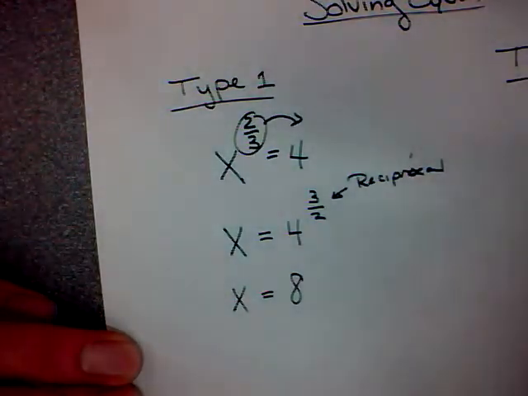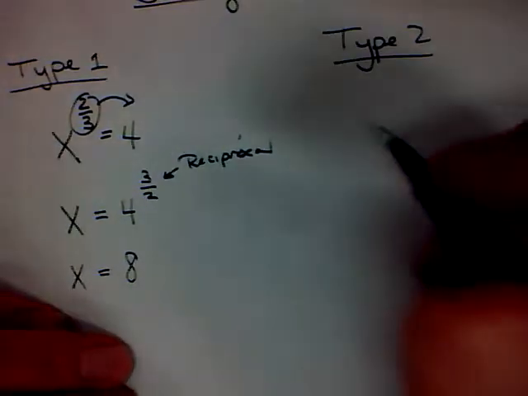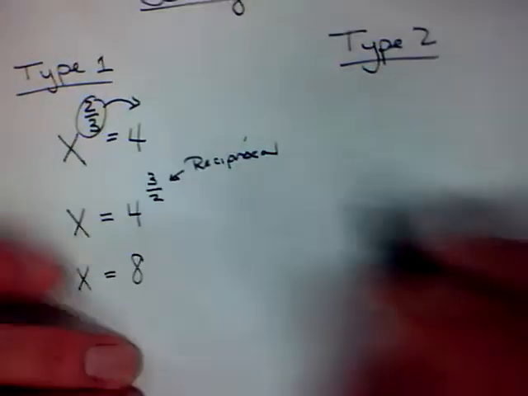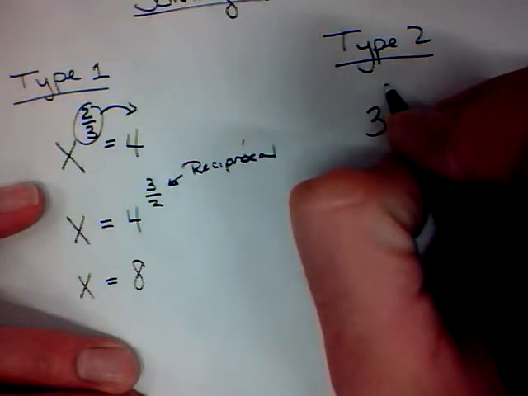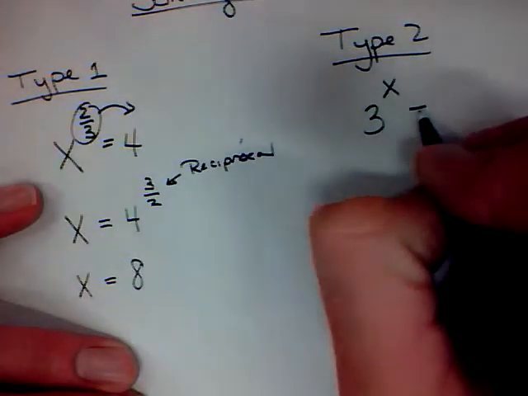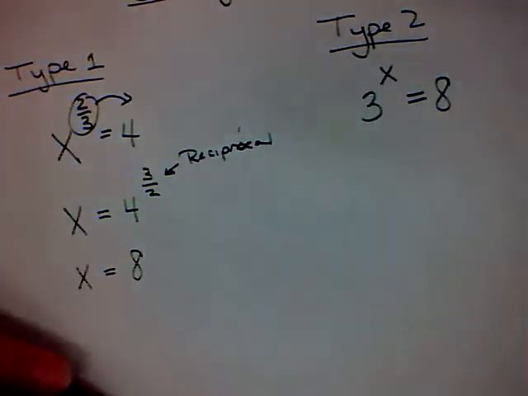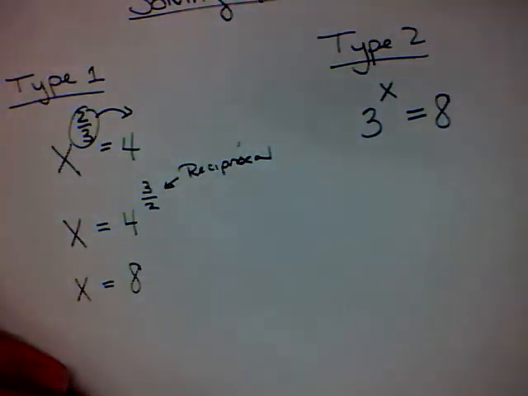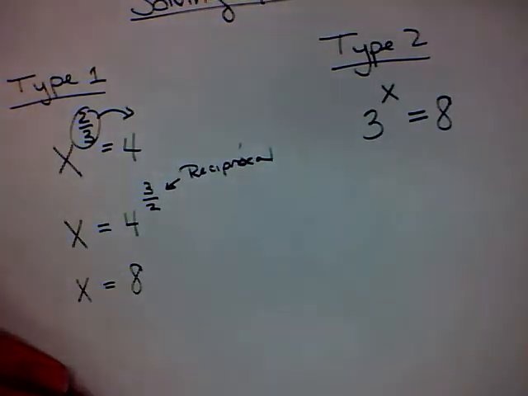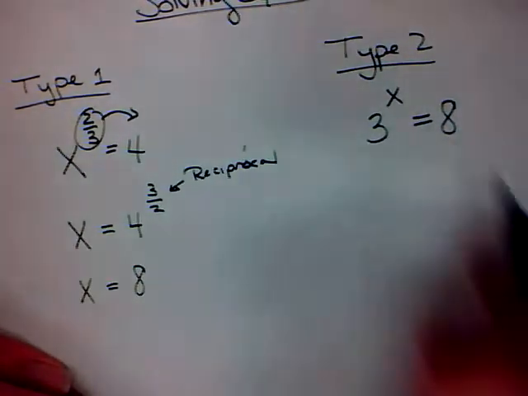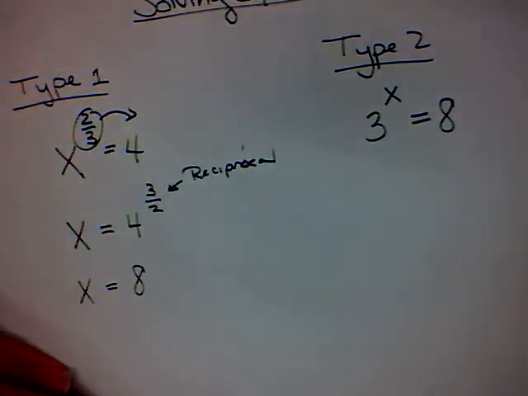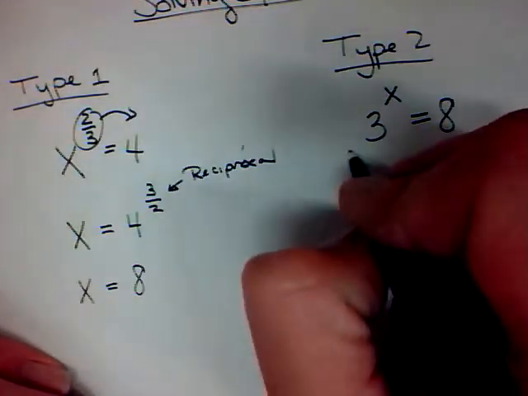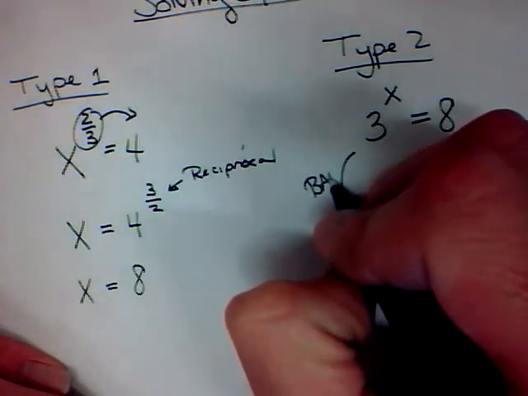Type 2 problems are going to look like this problem, except slightly different. If you had 3 to a variable power equals 8, obviously we don't know the answer to this. It's not a nice whole number. It's got to be something just under 2, because 3 squared would be 9. So in this case, what we're going to do is switch forms. So this we are going to BAP.